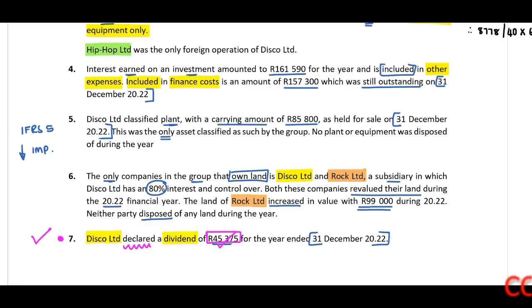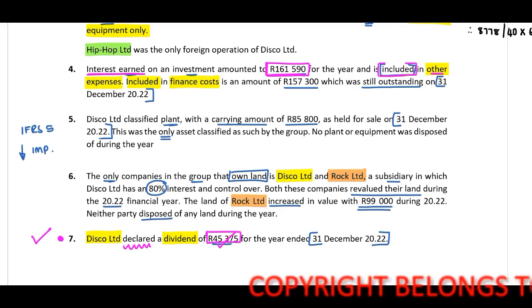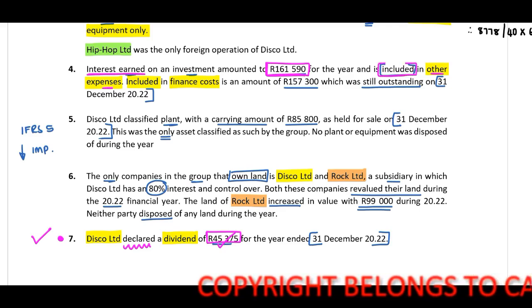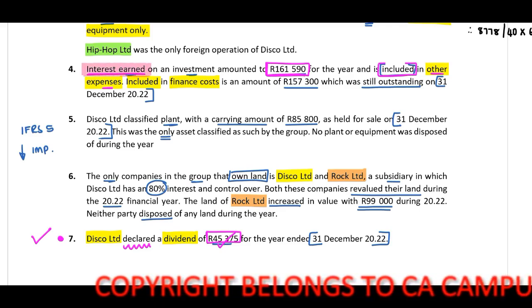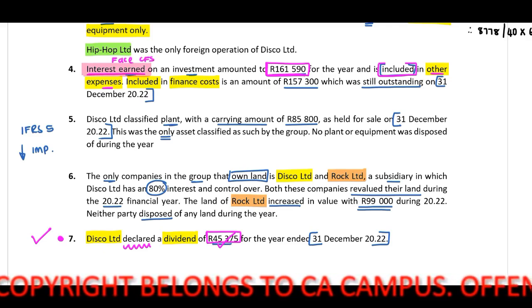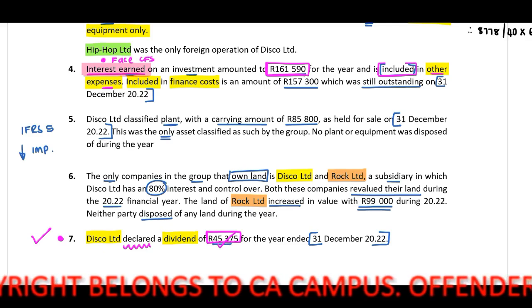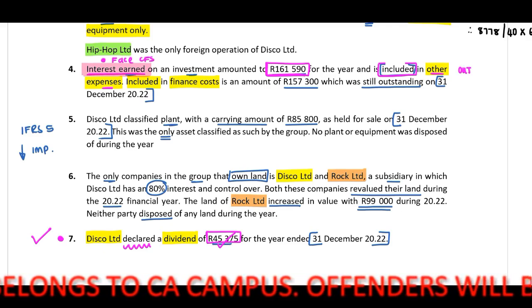Note 4. Interest earned on investment amounted to 161,590 for the year and is included in other expenses. Look at this, you need to read. Now, interest earned, immediately we know that this should be on the face of our cash flow statement. And they indicate to us that this amount is included in our other expenses. Therefore, we need to take this out.